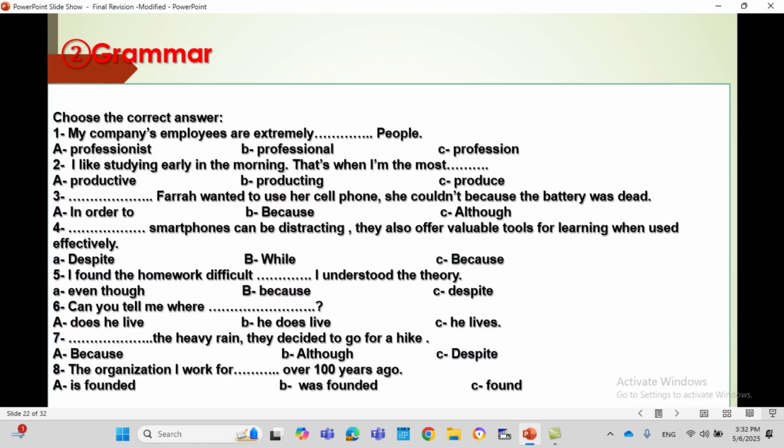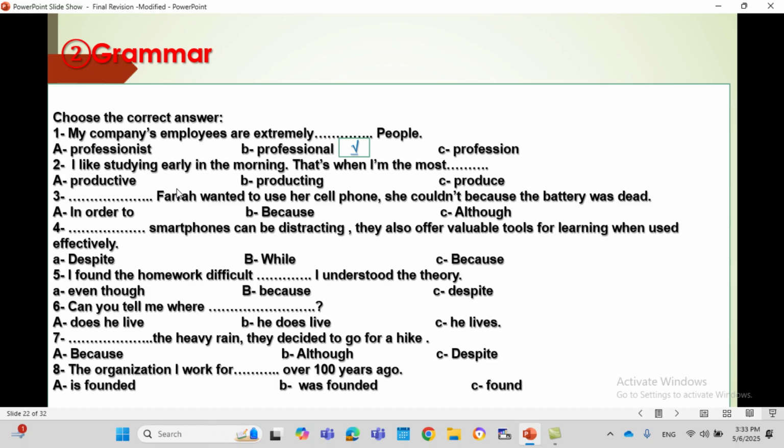Number one, my company's employees are extremely professional people, and as long as you can find a noun, it must be preceded by an adjective. We have professionist, professional, and profession, and this is a very easy choice. As you know, this is professional. This is commonly used by people, professional. Okay, so let's come to number 2.